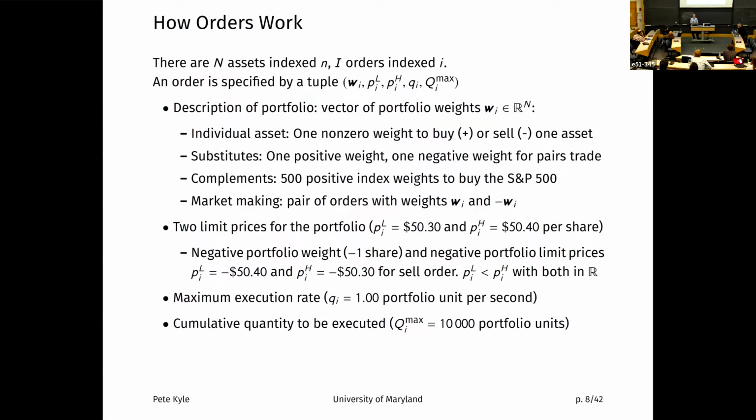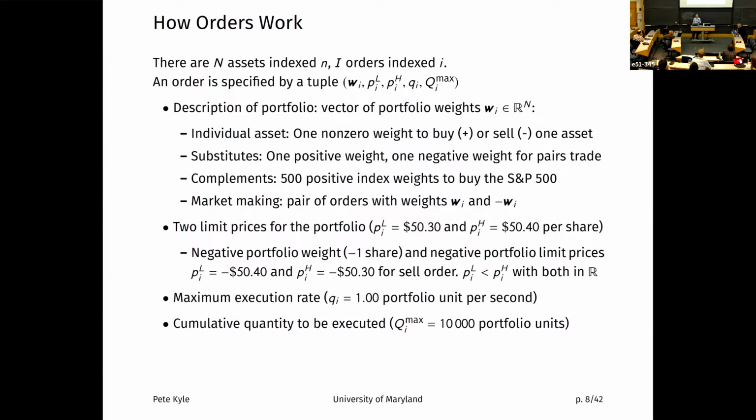Those are the main elements of describing how your order is going to behave at the next auction. But then there's other information you can put in, and we call it Q max, the cumulative quantity you want to buy. Maybe you want to buy 10,000 shares, but you want to do it at the rate of 1 share per second. So it's going to take 3 hours, approximately, even under good circumstances, to get that order executed.